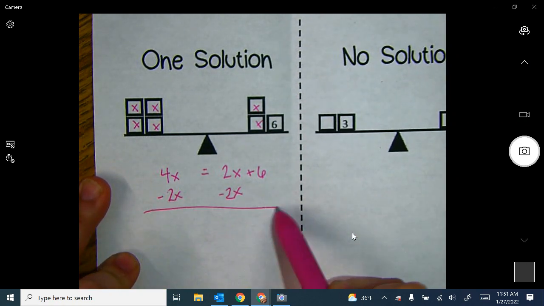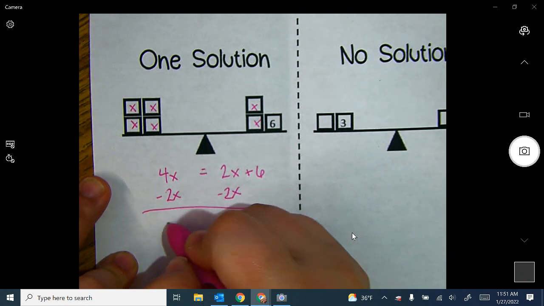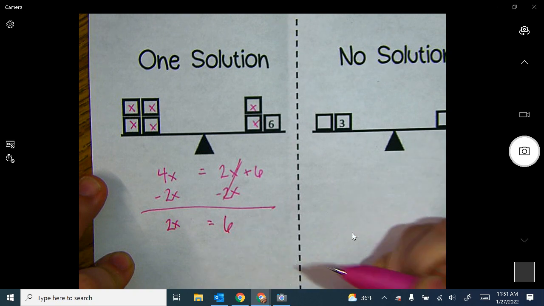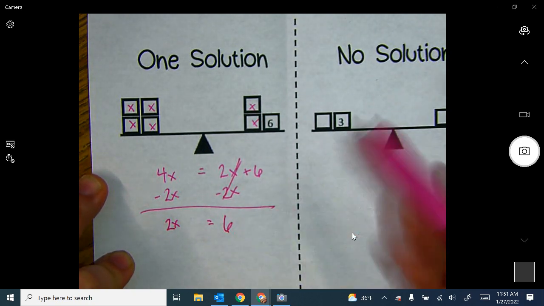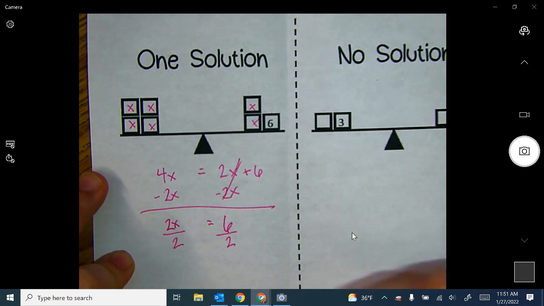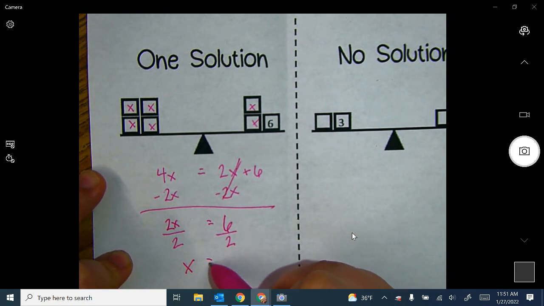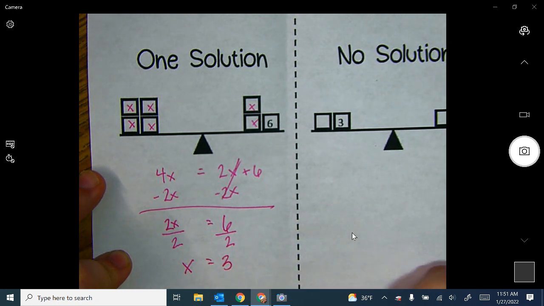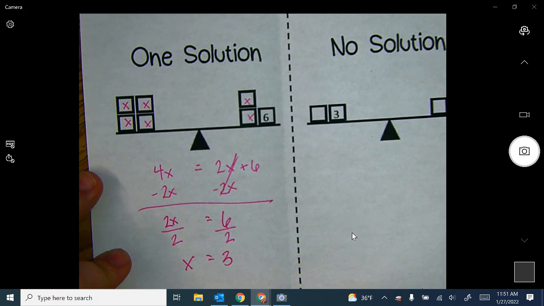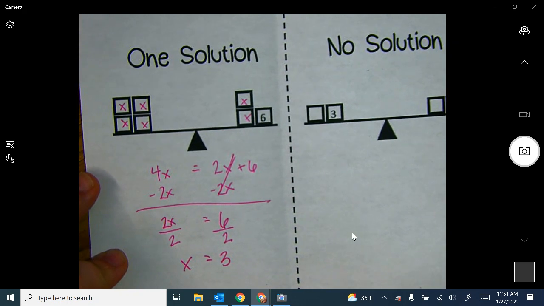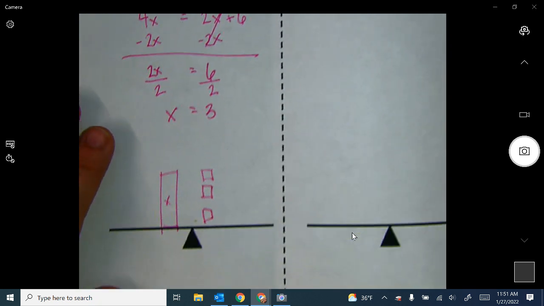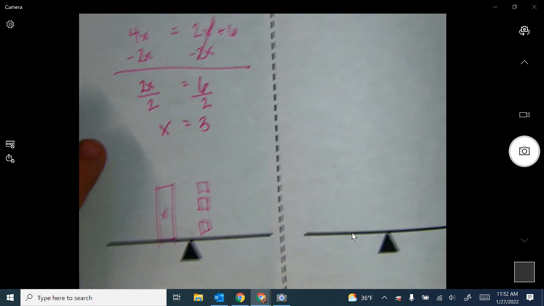Once I take 2 x's away from here, I have 2x is equal to, those cancel out, so I have just 6 over here. 2 x's are equal to 6. So I'm going to split those 2 up by dividing them. 2 divided by 2 is 1, so I just have x is equal to 6 divided by 2 is 3. Okay, so I would have an x tile here and 3 ones, and it would be balanced.